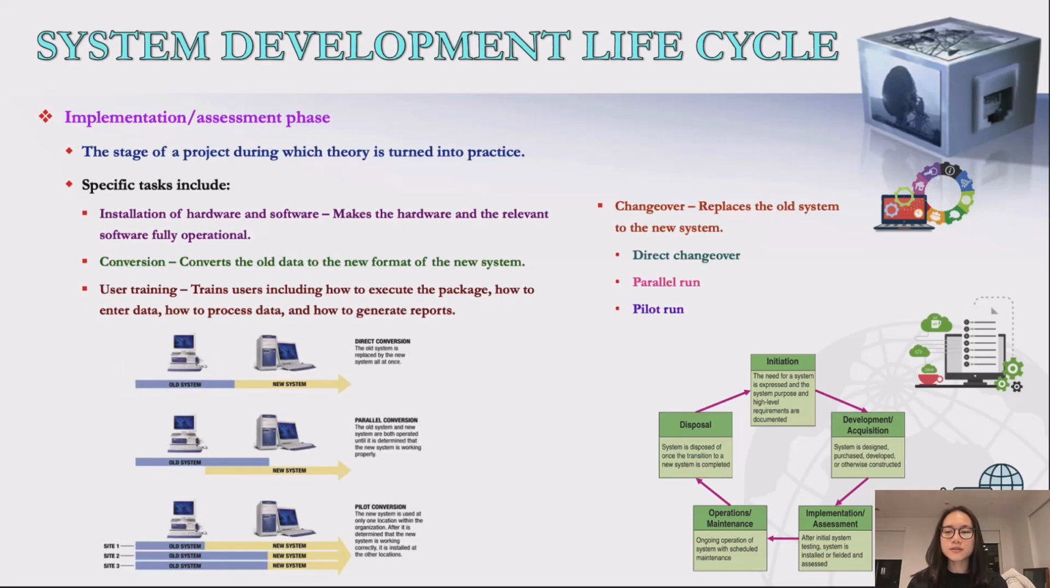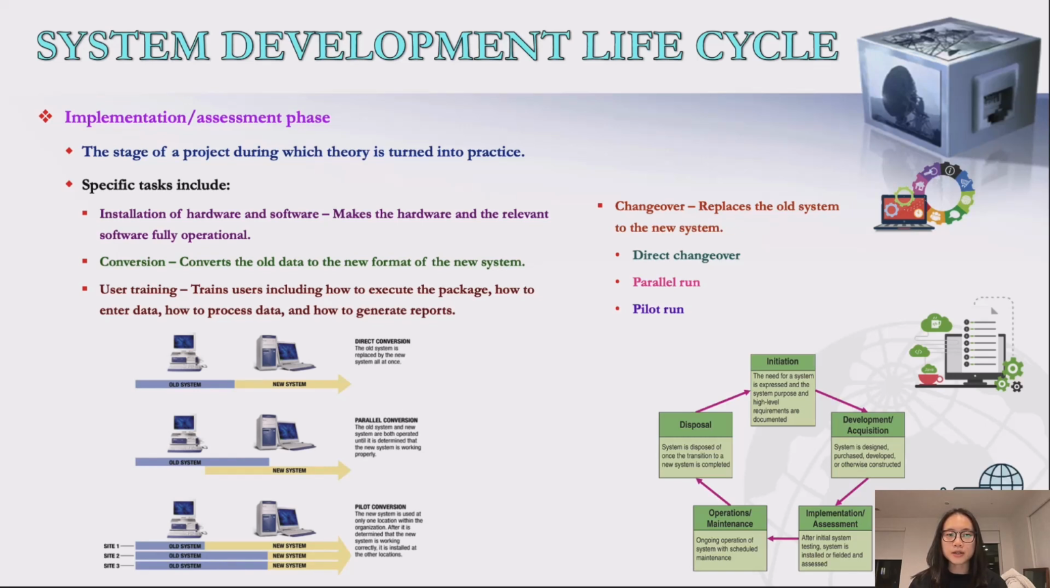After the system development phase, the next phase is implementation. So implementation is a stage of a project during which theory is turned into practice. The major parts of this phase are the following. So first of all is the installation of hardware and software. The hardware and relevant software that are required for running the system must be fully operational.